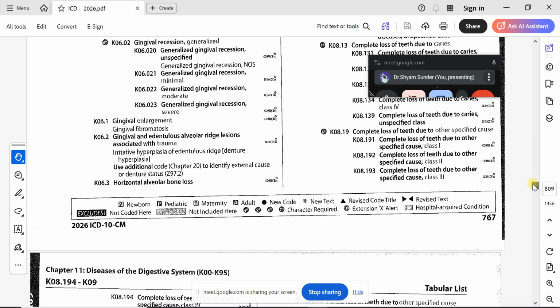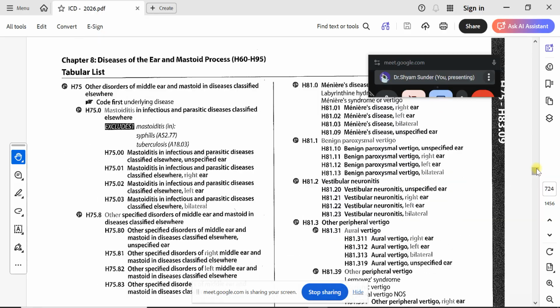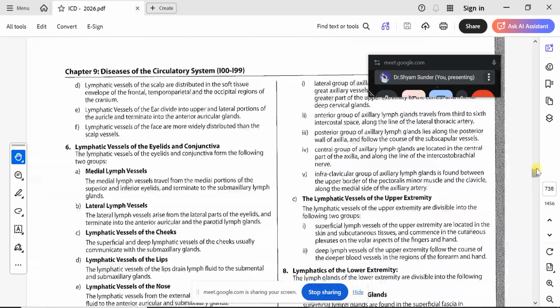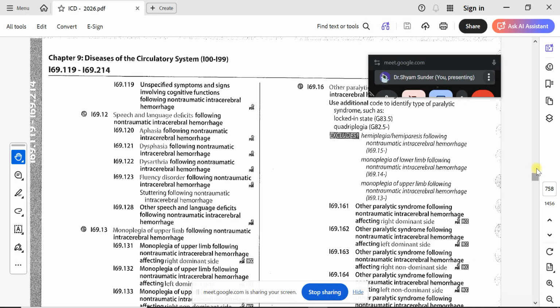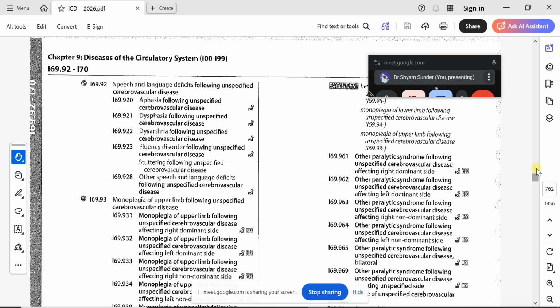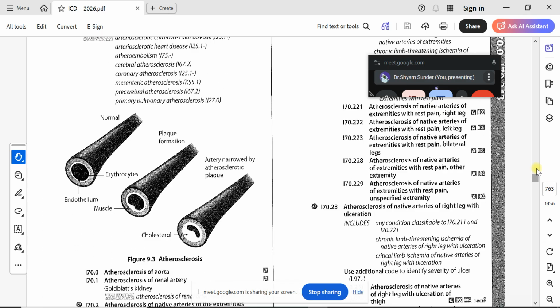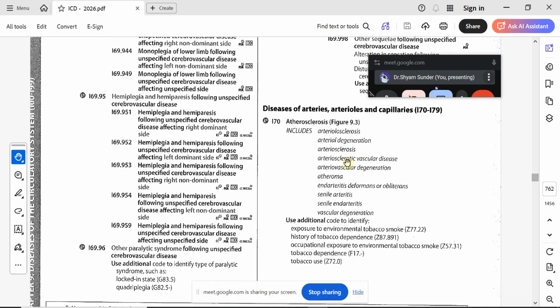I-70, 443, and 243. So this is classification of diseases. Now we are here with I-70. Now I-70 is the category Arteriosclerosis. Alternative terms: arteriosclerosis, arteriovascular degeneration, these are all synonyms.